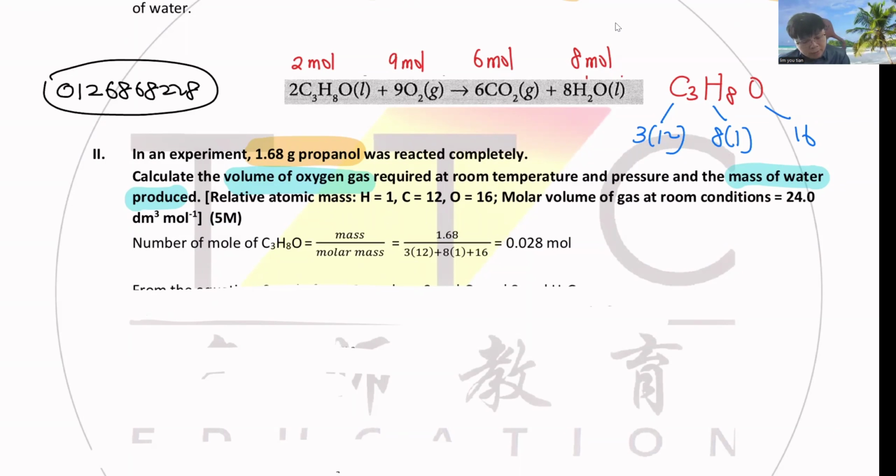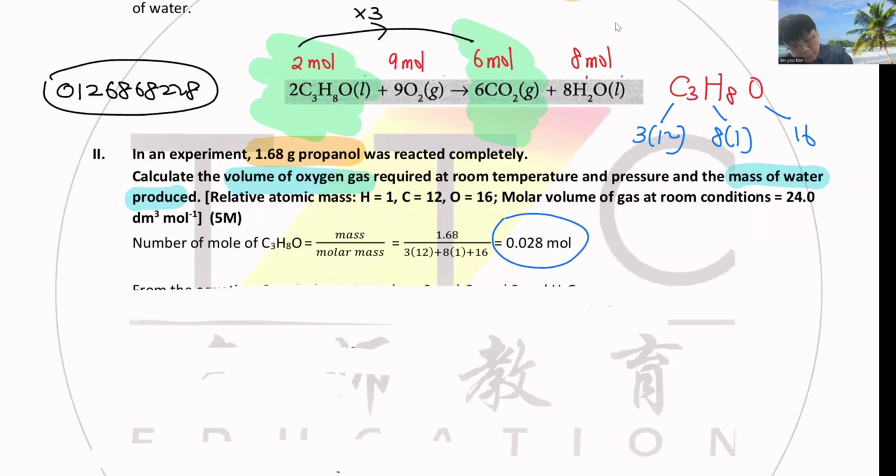0.028. So now what they want is oxygen. They want carbon dioxide, right? So I have this, then I want to find CO2. If you look at the ratio of mole, can you see this is 2 mole and this is 6 mole? So the ratio is times 3, so from here to here is times 3. Now you found that it's 0.028.